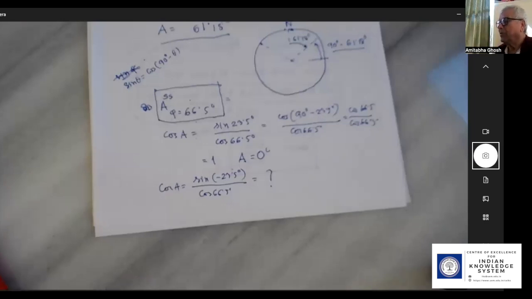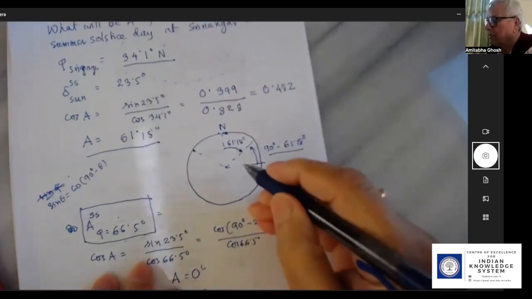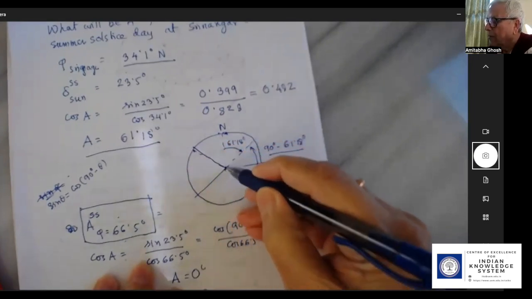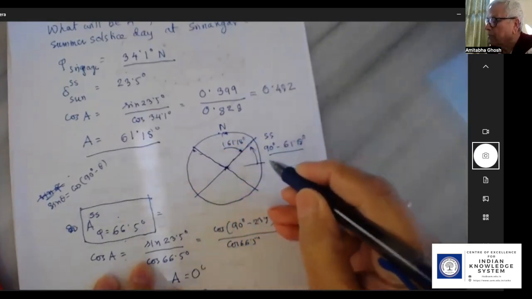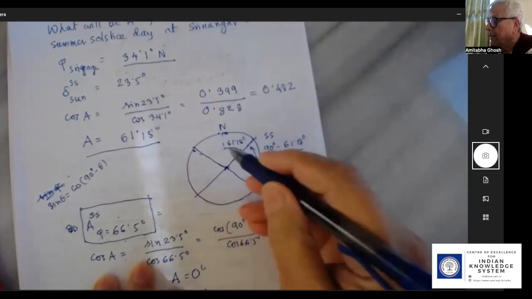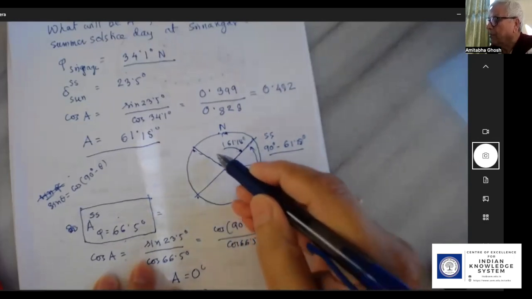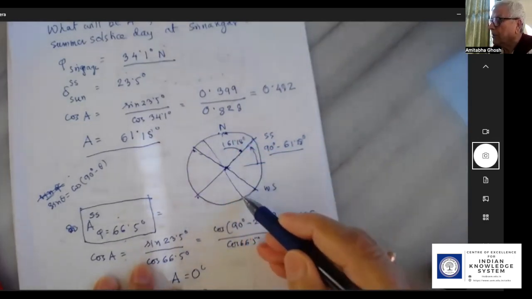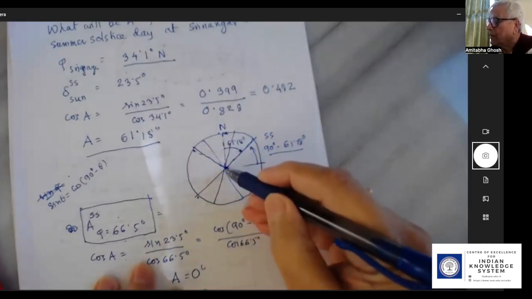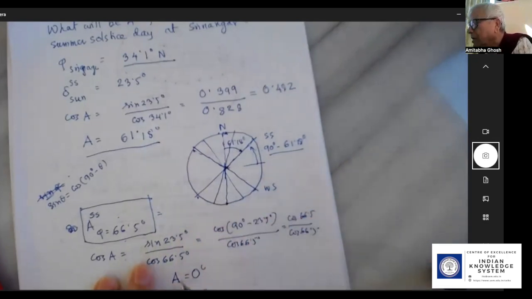Anyhow, you can see that on any day, rising and setting are symmetrically placed. Suppose this is the summer solstice, and this is the winter solstice. It will rise here and set here, and on winter solstice it will rise here. So this is always symmetry. Therefore on the summer solstice day, here again it will be zero, that means it will not rise at all in the Antarctic Circle.